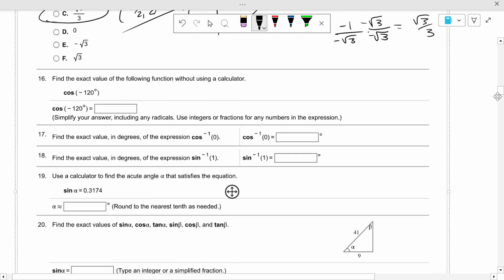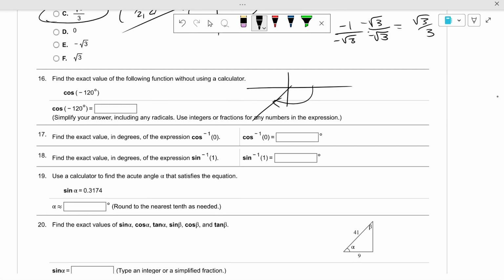Cosine of -120. -120 is about right there. Cosine is -1/2. Inverse cosine of 0 degrees. Where's cosine 0 at? 90 degrees. Where is the sine 1 at? Also 90 degrees. I'm sorry.